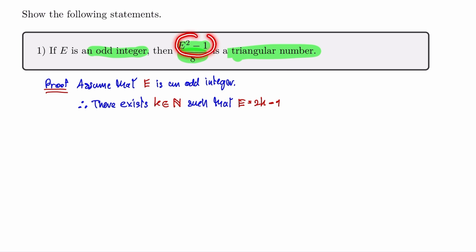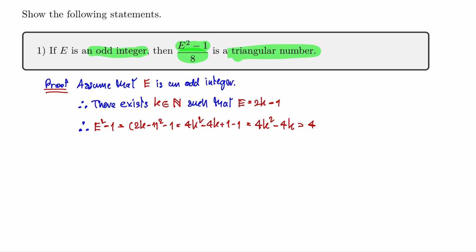And then let's have e squared minus 1. So e squared minus 1 will become 2k minus 1 squared, which is 4k squared minus 4k plus 1 minus 1. So we're going to have 4k squared minus 4k, okay? And then you're going to have 4k times what? Times, let me think. I have to factorize, right?